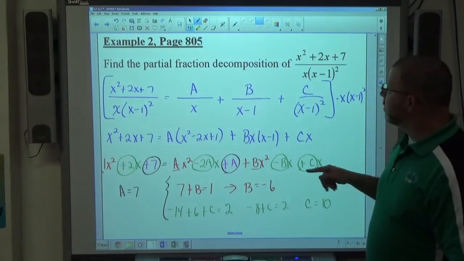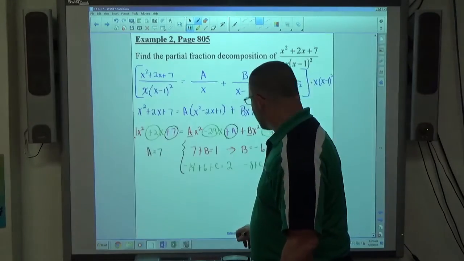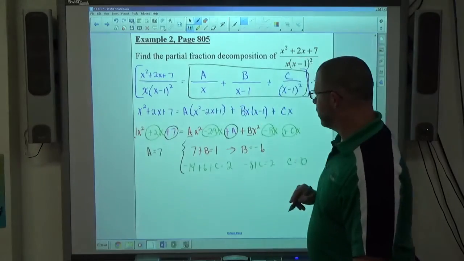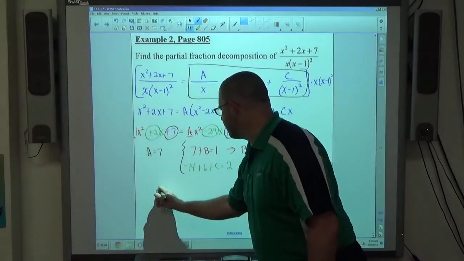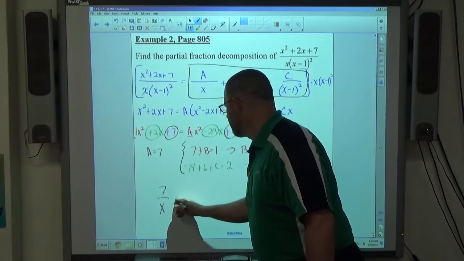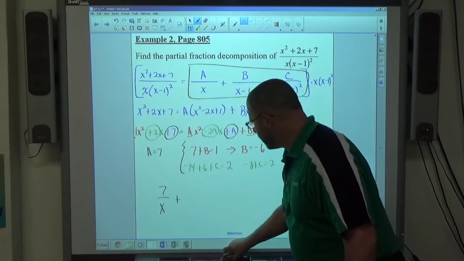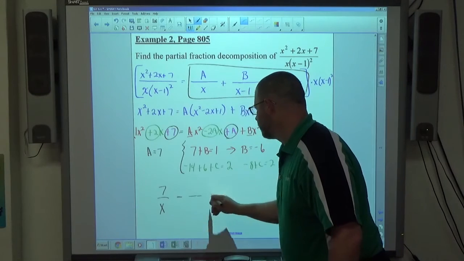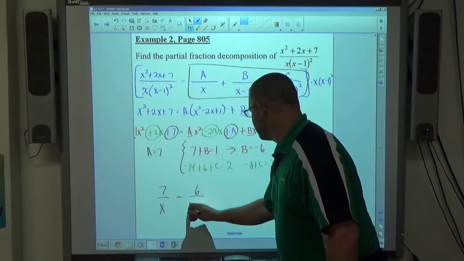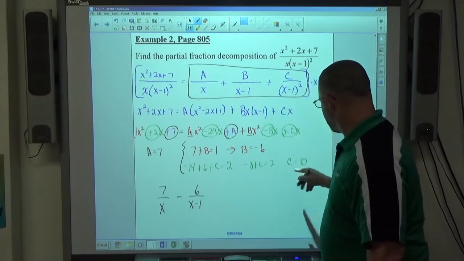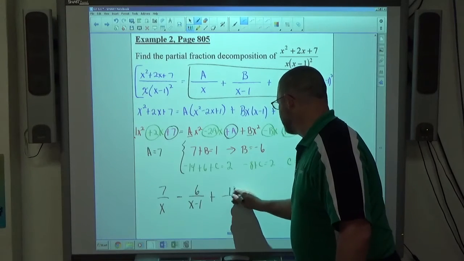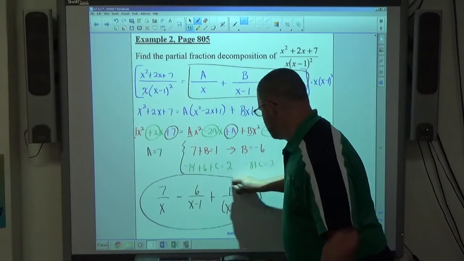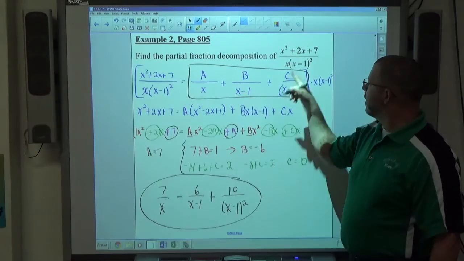Once I know what A, B, and C all equal, then it's just a matter of writing the answer, replacing A, B, and C with their numerical values. So A is equal to 7, which goes over x. B is equal to negative 6. For negatives, I just put a minus instead of a plus. So minus 6 over x minus 1 to the first. And then C is positive 10, so plus 10 over x minus 1 squared. That fraction sum would add up to this fraction.